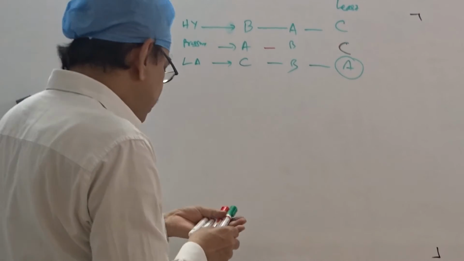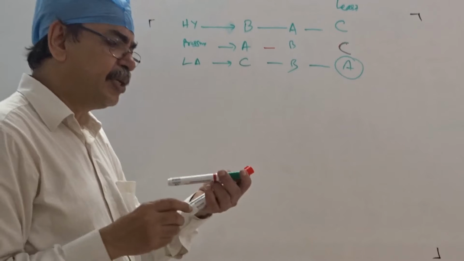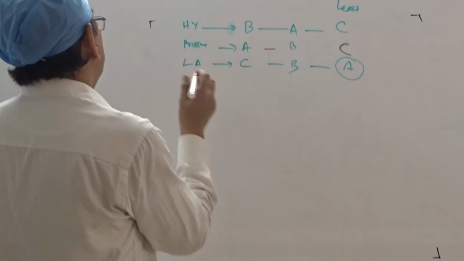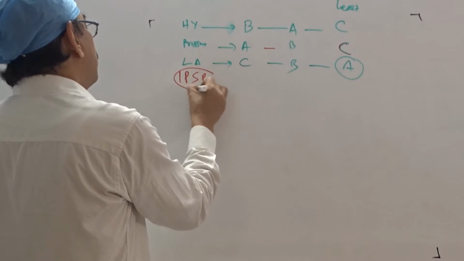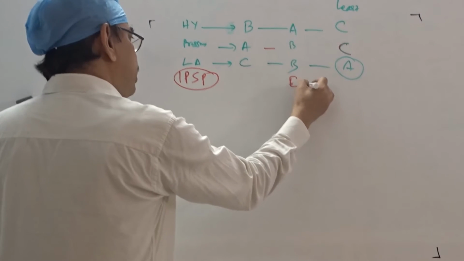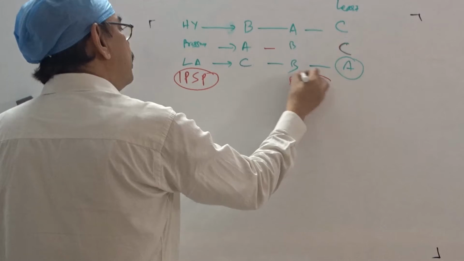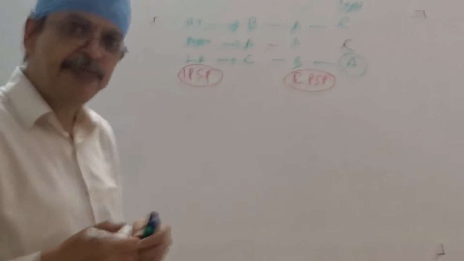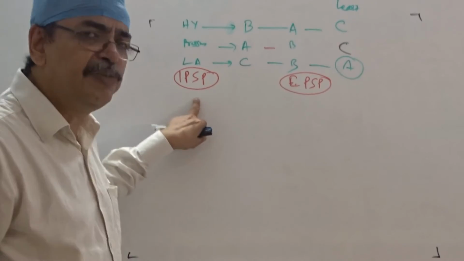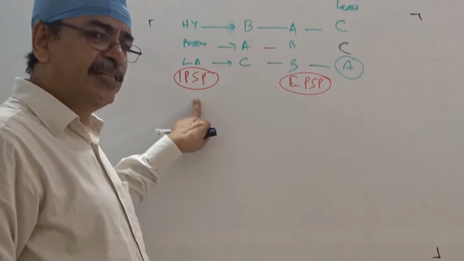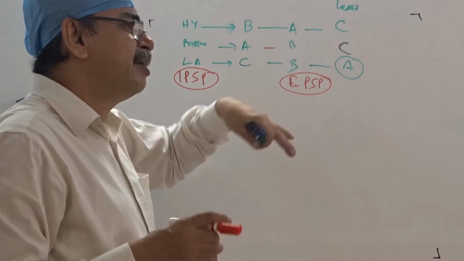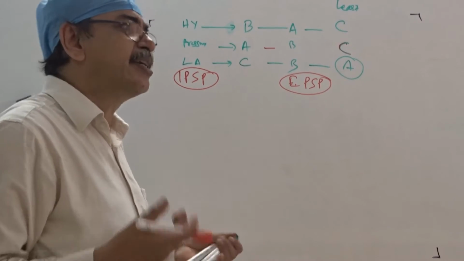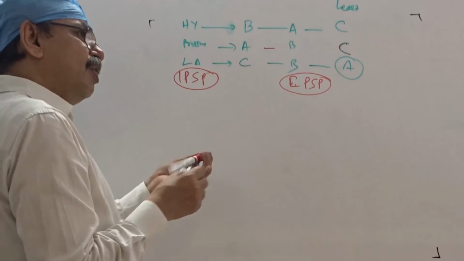Now we must also discuss two things. One is IPSP and another is EPSP. EPSP is excitatory postsynaptic potential and IPSP is inhibitory postsynaptic potential. IPSP is inhibition, EPSP is facilitation.